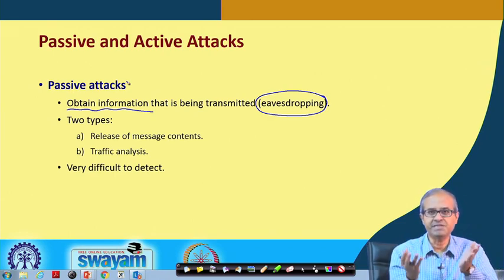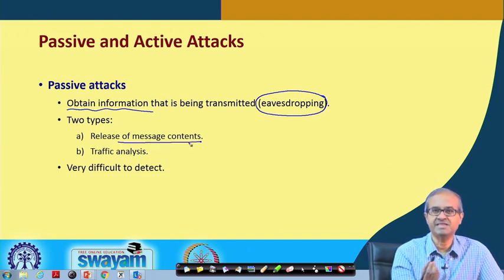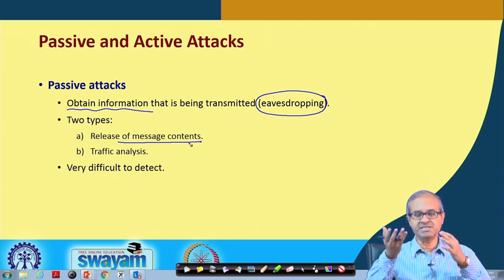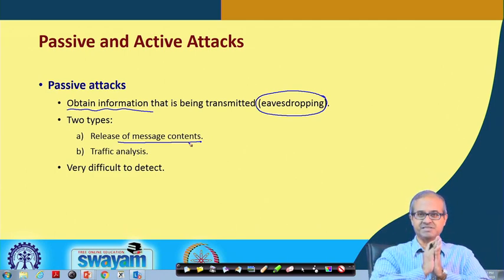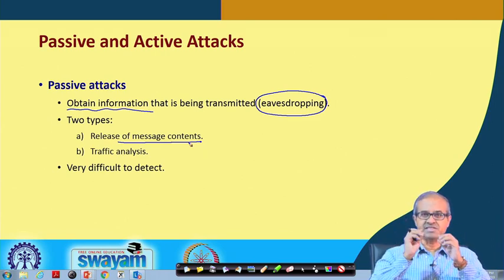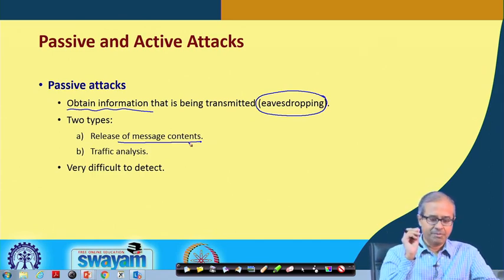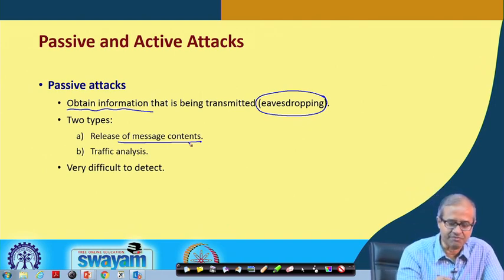Now, broadly passive attacks again can be of two types. One is release of messages. As I had said, I am sending you a message, someone is reading that message. Well, I may say that I do not care because my messages are anyway not very confidential, let someone read it, I do not care. But there are cases where messages may be confidential, may be important, and someone reading the message may not be desirable. But something else can also happen.